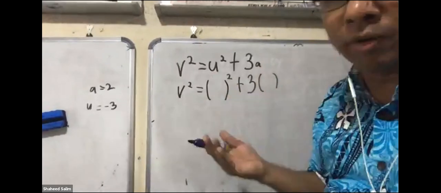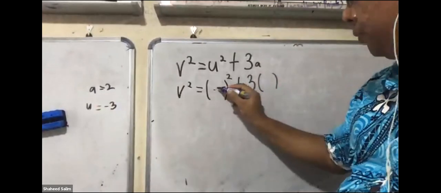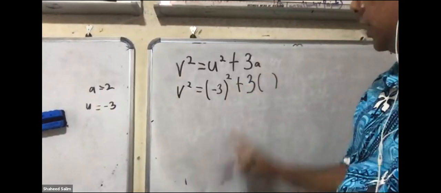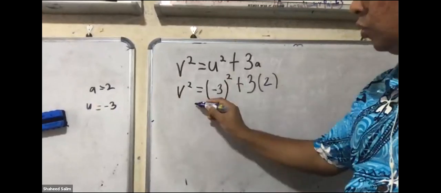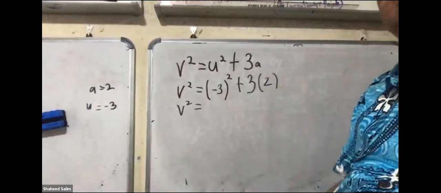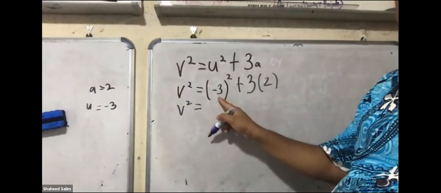What are you going to do with the bracket? Put in the value. U, the value is -3. I put -3 inside here. A, the value is 2. I put 2 down here. So now you work out now what is this? What's the answer? -3 times -3, what's the answer?